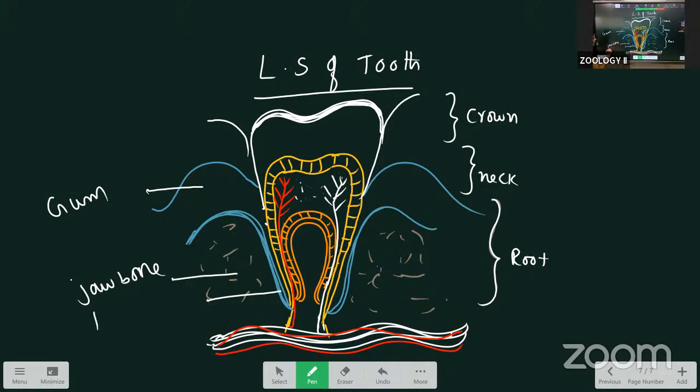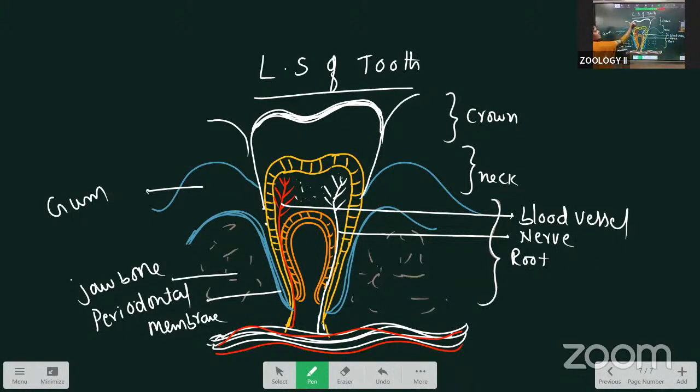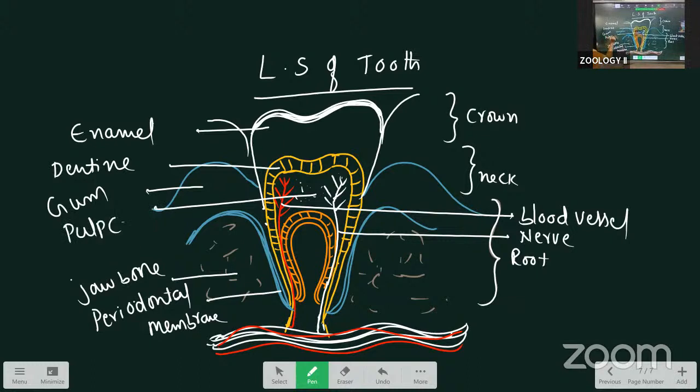Next is the periodontal membrane. Already I said, I am writing this on this side. The space is not there. Blood vessel and nerve. Next, this upper region is called the enamel. On the inner side, this is called dentine. This is the pulp cavity. Here, this is about the LS of tooth.